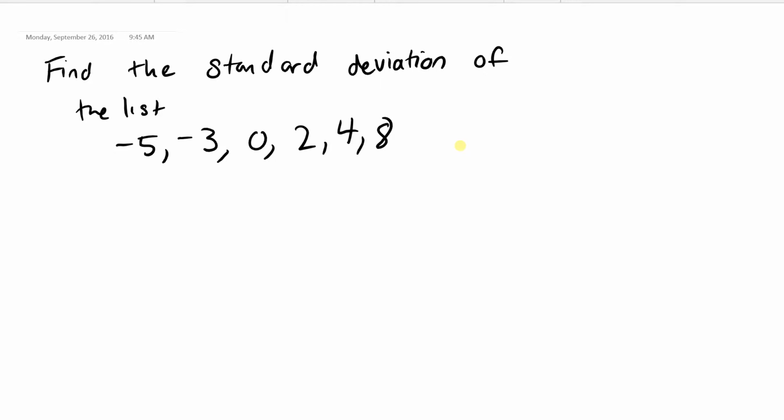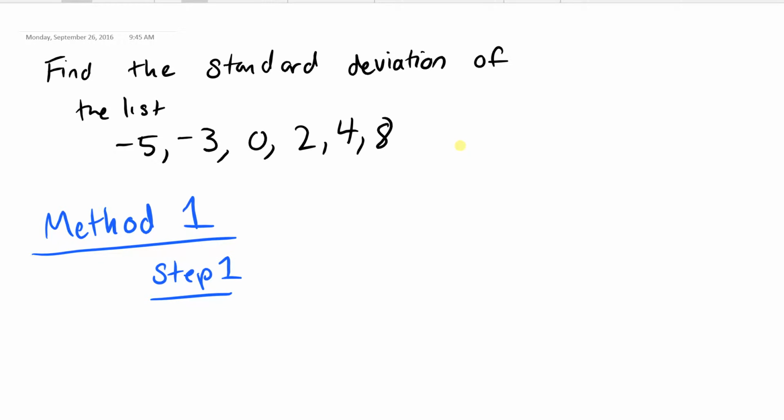In this video, I will be calculating the standard deviation of the list -5, -3, 0, 2, 4, and 8. The first step for method 1, there are two methods for calculating the standard deviation in this class, although the second method is subject to rounding error. So for method 1, the first step is to find the average of your list.